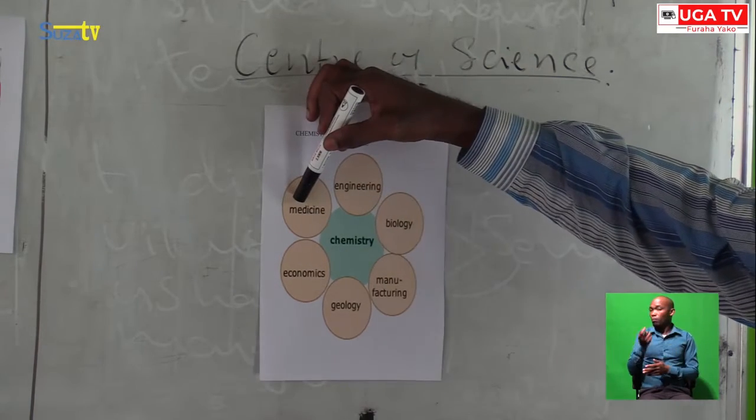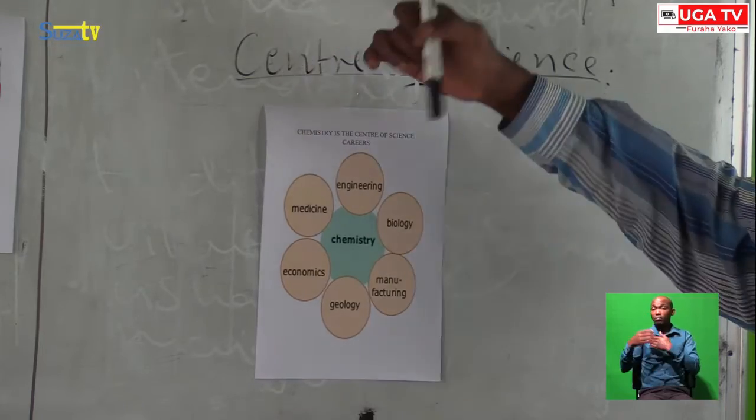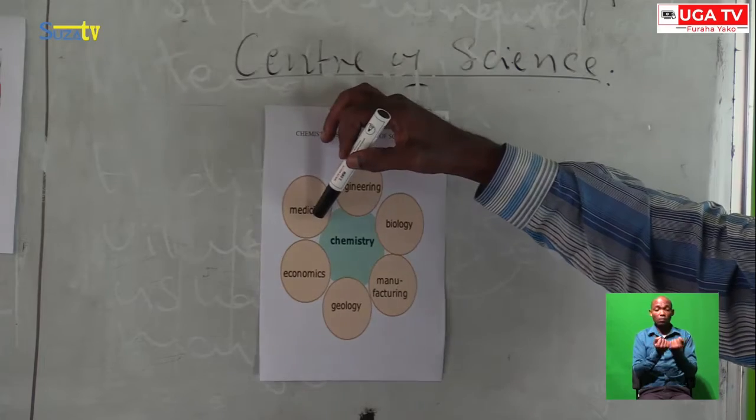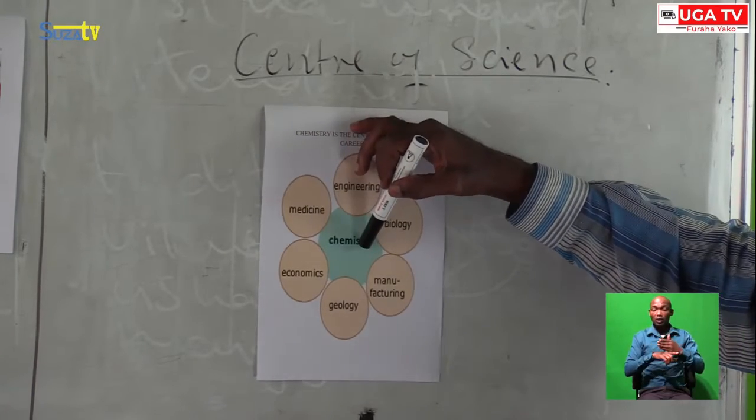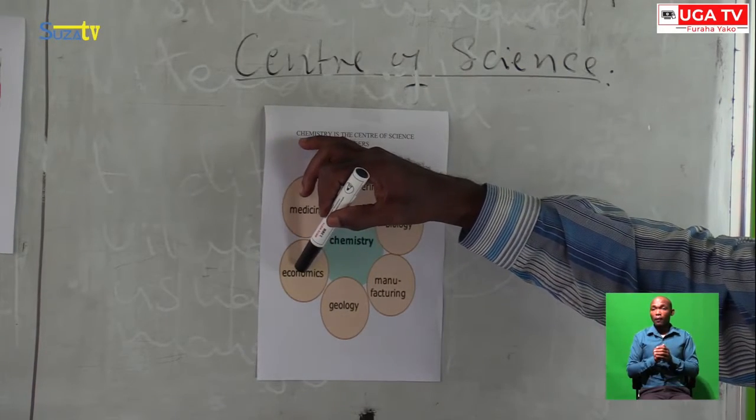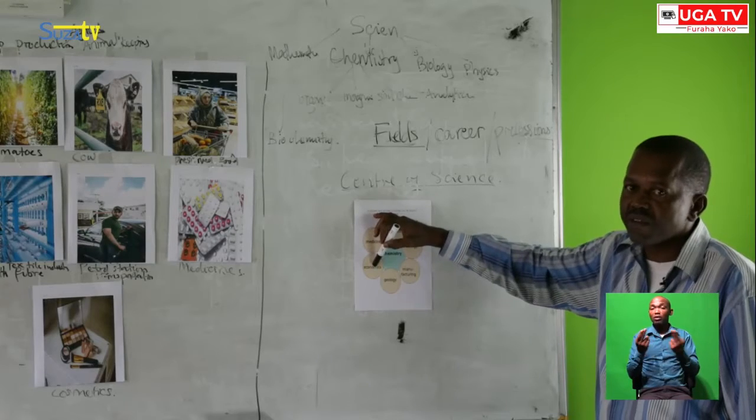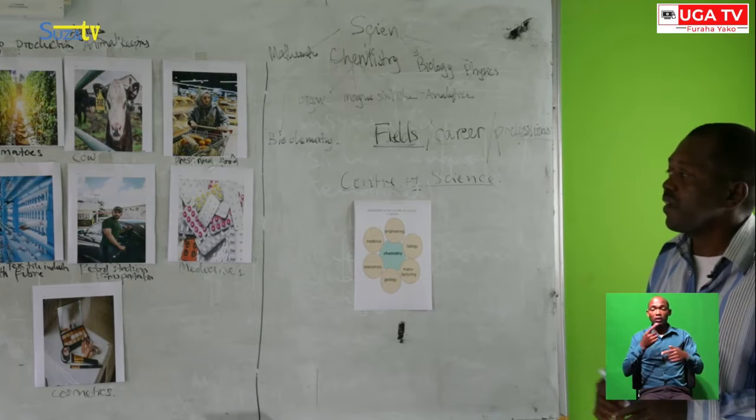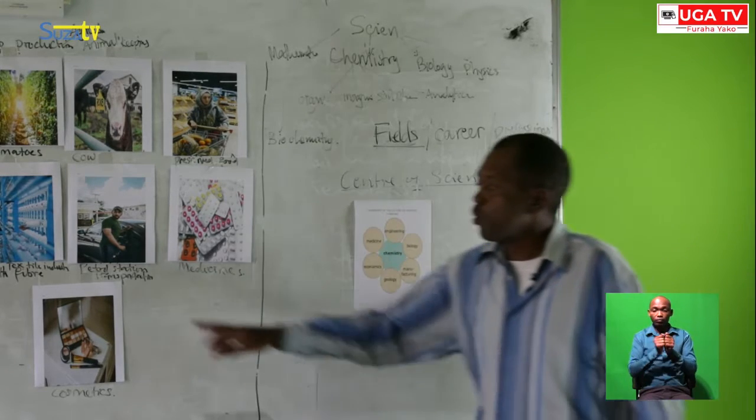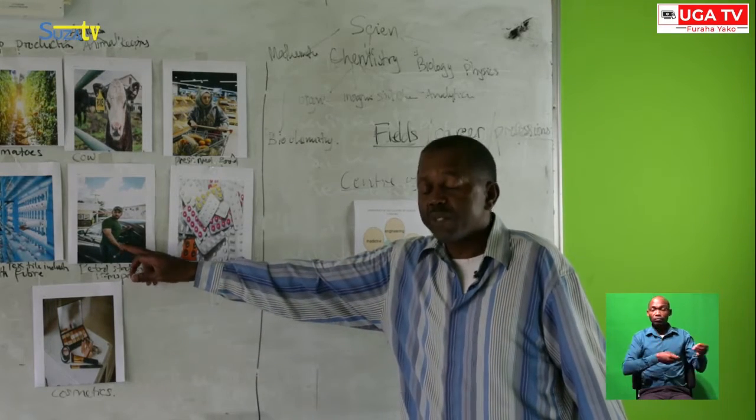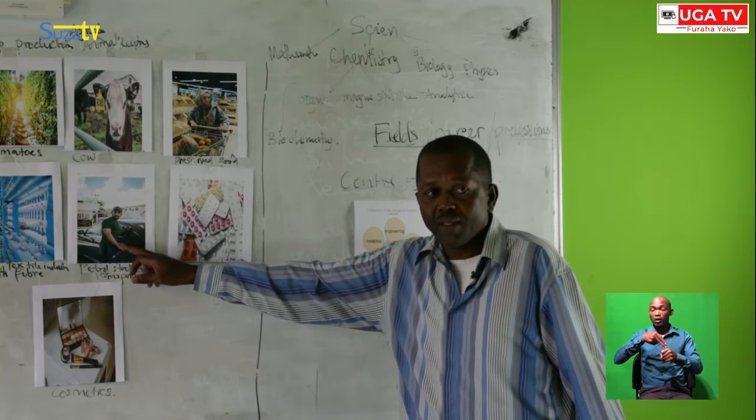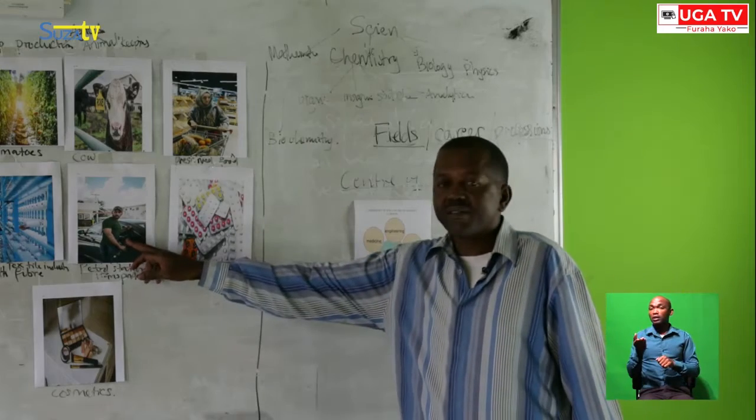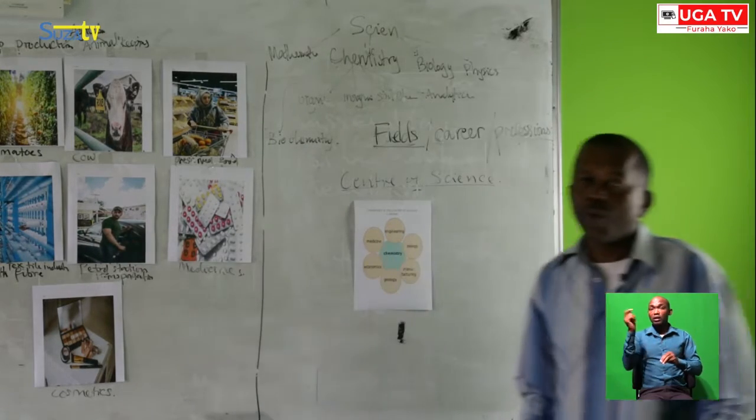We have medicine on the other side, as we have seen in the picture there. So it means that making medicine is about chemicals, and we need chemistry. Then economics. In economics, we talk about a variety of things. For example, if we sell oil for motor vehicles, it contributes to the national economy.